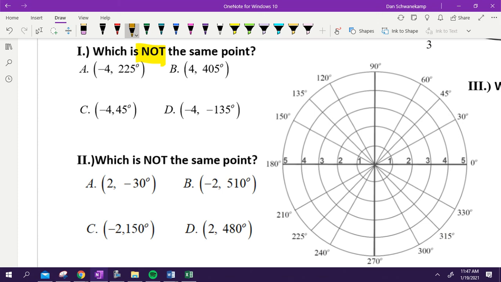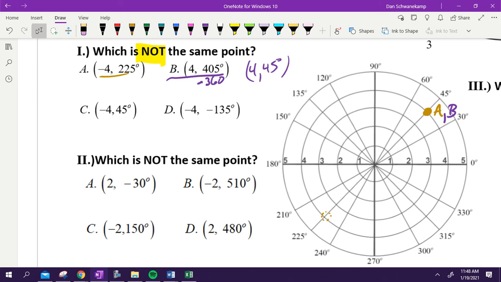For example, A is (-4, 225°). Okay, 225 would be here. 4 would be here, but it's negative. So what is that negative 4 going to do? Ride the line across. Boom, right there. That is where A belongs. Once I've found A, then I could do B. B is (4, 405°). 405 is too big. We subtract out 360, so it's really (4, 45°). Hey, guess what? It's the same thing as A, so that's a good sign. If A and B are the same, then we're good.